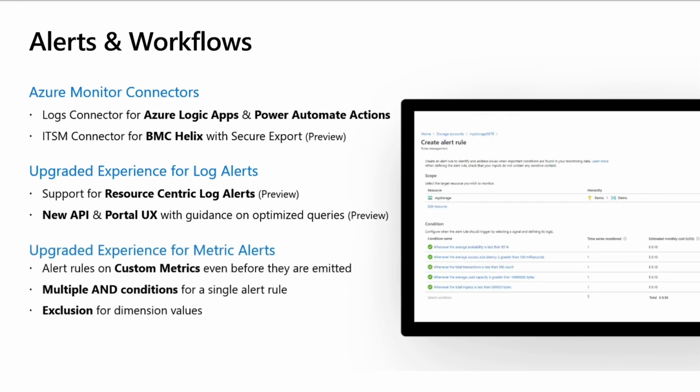For metric alerts as well, there are a bunch of granular improvements. You can start creating alert rules on custom metrics even before they are emitted. Or if you're creating a single alert rule, as you can see in the screenshot, you can add in multiple conditions, all of which need to be satisfied for that alert rule to trigger. You can even start excluding dimension values going forwards. So that was the alerting area.